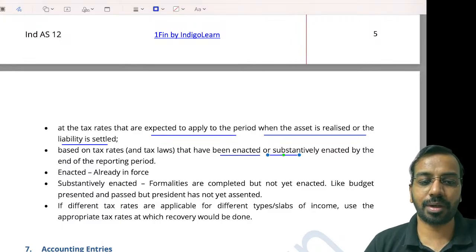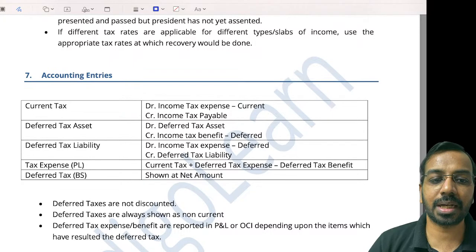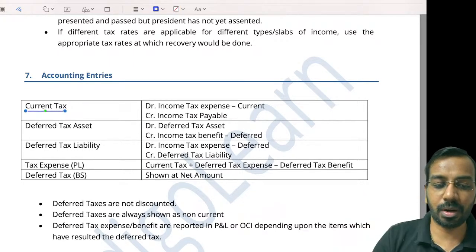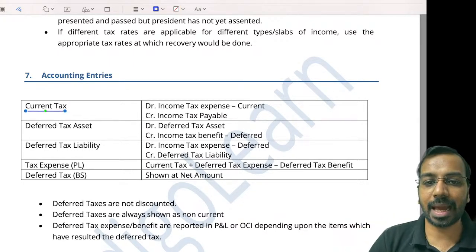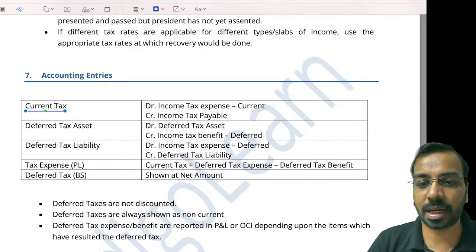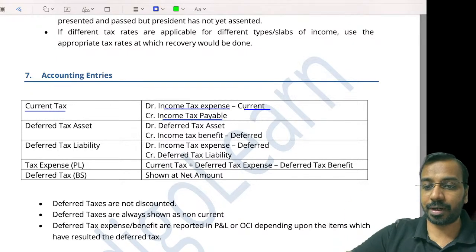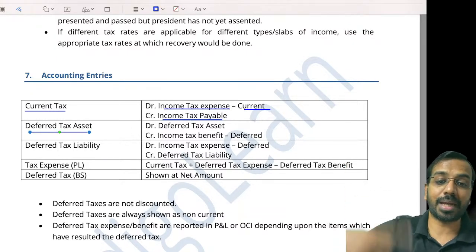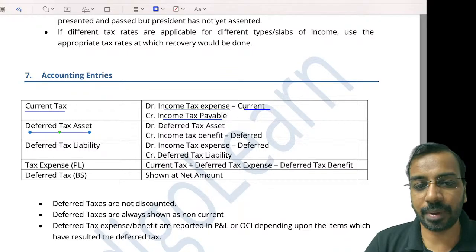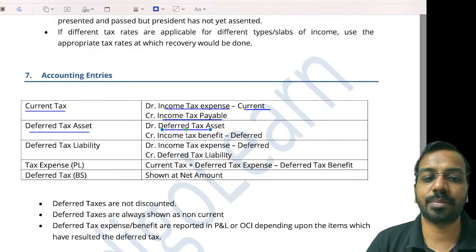Now, a quick summary of accounting entries we have already seen yesterday. Whatever is the current tax, that is tax payable on the current income, you will debit to income tax expense current and credit to income tax payable. For deferred tax asset, it is a benefit. It will reduce my income tax. So, you will debit deferred tax asset, credit income tax benefit deferred.